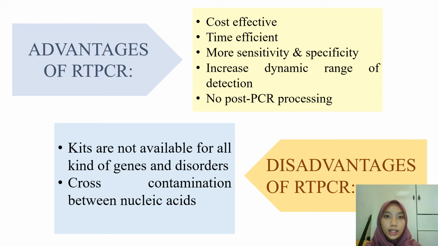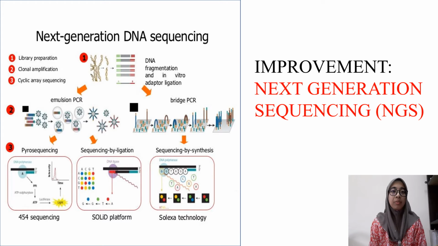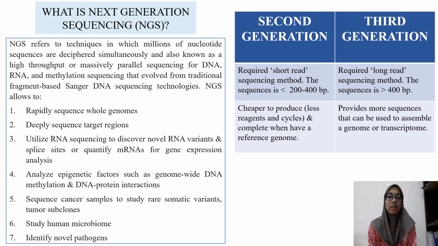Cross-contamination between nucleic acid can occur as the nucleic acid that has been previously analyzed from the past experiments might be present in a large number in the lab, so they might have the possibility for the cross-contamination to occur. So I will continue with the improvement that can be made by Lablink, which is next generation sequencing.